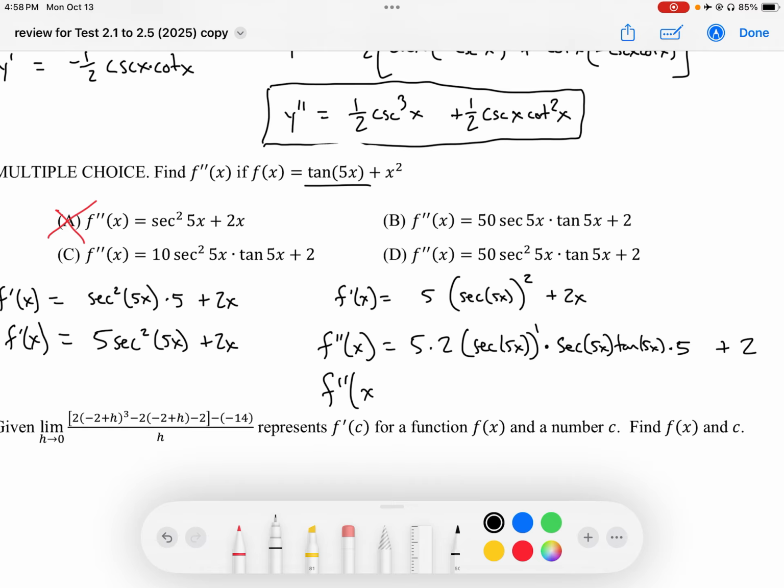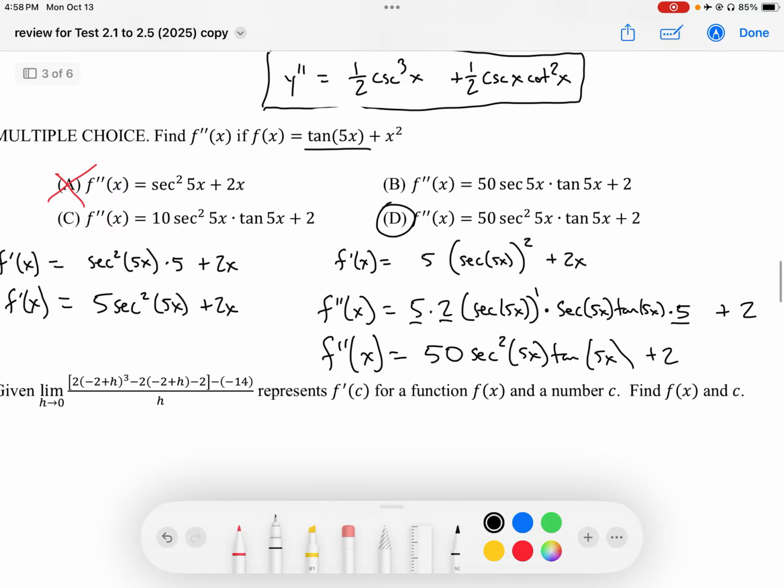So f double prime of x is equal to, well, let's see, 5 times 2 times 5 is 50. Then I have 2 secants multiplied, so secant squared of 5x, tangent of 5x, plus 2. So that looks like that's D. So it looks like D is the correct answer there.